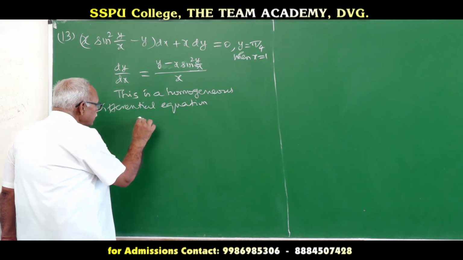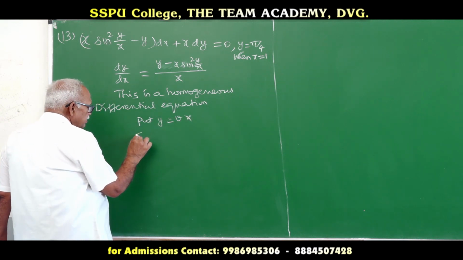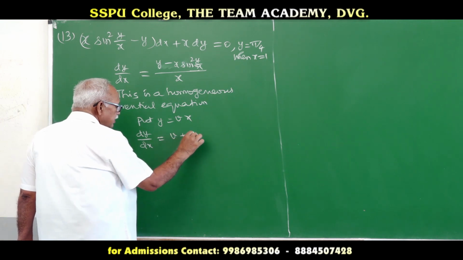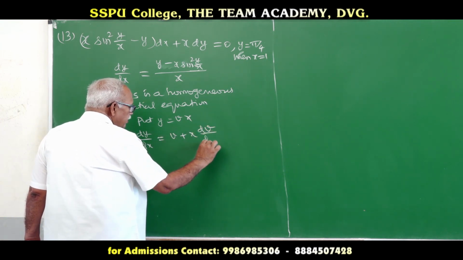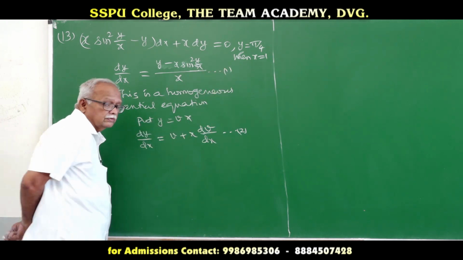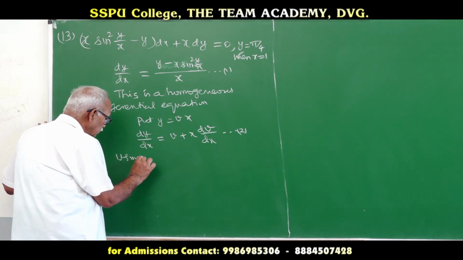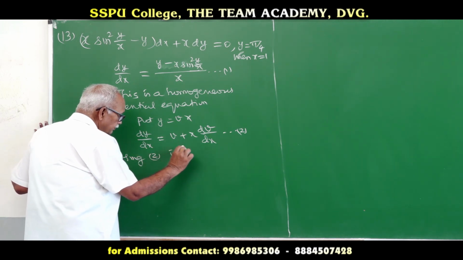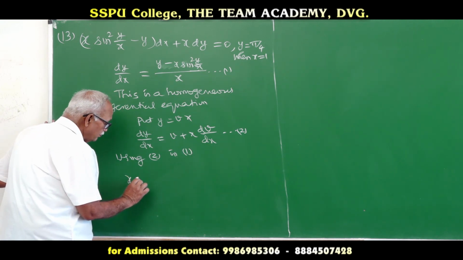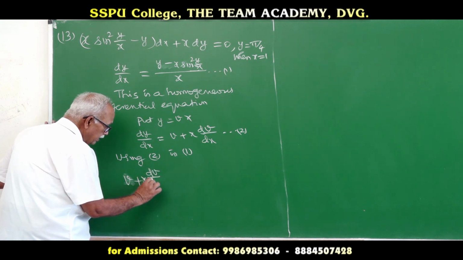Now, put y is equal to vx. On differentiating we get dy by dx is v plus x into dv by dx. So, keep this as equation 2, this as equation 1. Now, using 2 in 1, we get dy by dx is x v plus x into dv by dx.